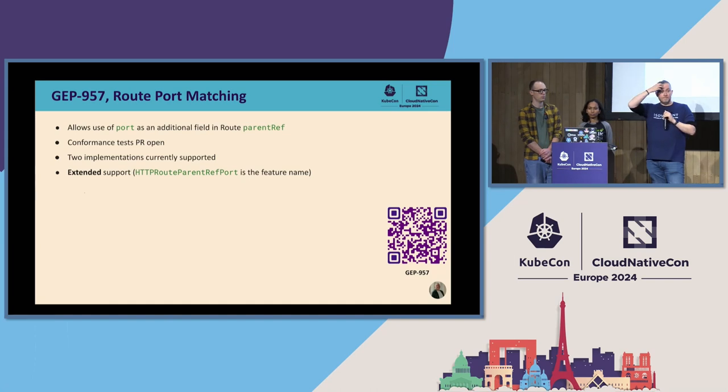Okay, route port matching. This allows you to use a port as an additional field in any type of route's parent ref. So if you haven't used Gateway API before, routes, whether they be HTTP routes, gRPC routes, TCP, or UDP routes, they all attach to a gateway using a parent ref. What we're saying here is that you can put a port in the parent ref, which will mean that that route will only attach to listeners in a gateway that match the same port. It's just another nice convenience to make sure that your config is not going anywhere you don't mean it to. The conformance test PR is open. Two implementations already support it, and it's going to extend its support.